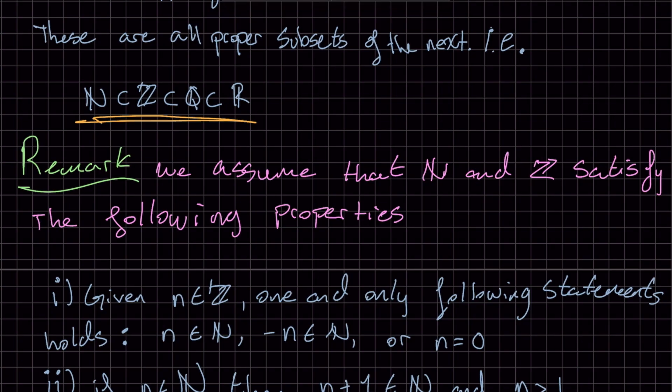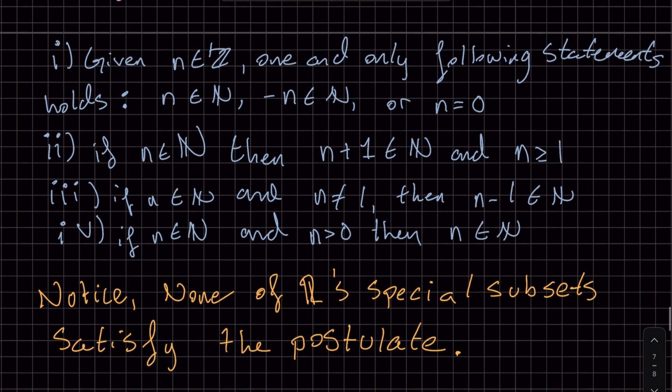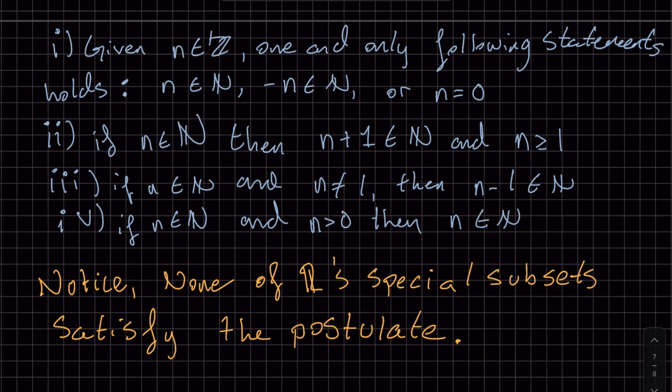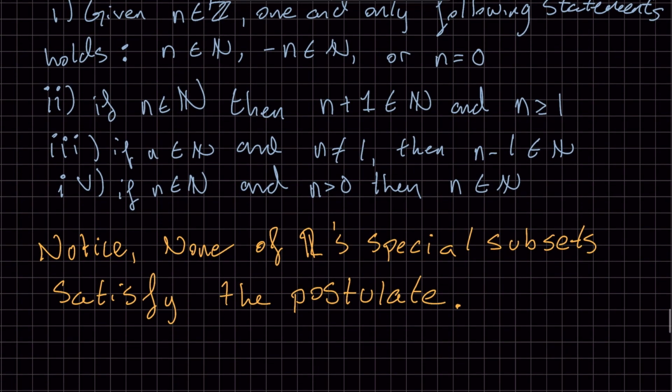1. Given n in Z, one and only one of the following statements holds: n is in N, negative n is in N, or n equals 0. So this is saying for every integer, every number in Z, only one can be true. n can either be in the natural numbers, or negative n can be in the natural numbers. So if you had any negative integer, the negative of that number would be in the positive integers, or n equals 0, because 0 is not a part of the natural numbers.